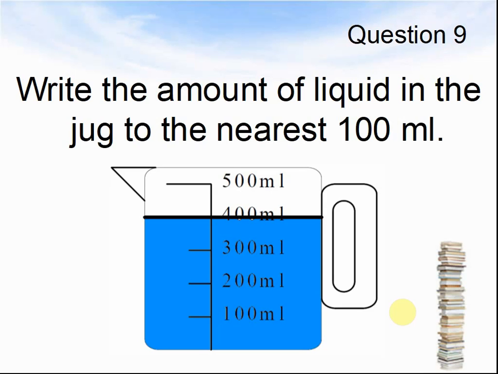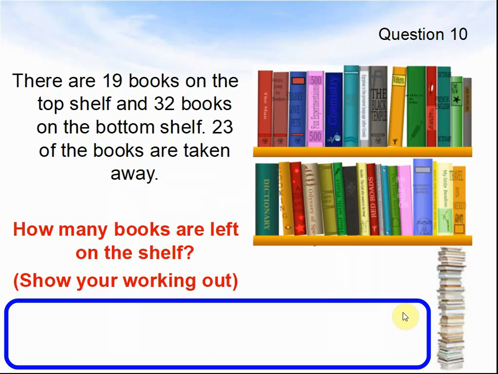Here comes question 10. Question 10. There are 19 books on the top shelf and 32 books on the bottom shelf. 23 of the books are taken away. How many books are left on the shelf? Show your working out. Pause the video until you're ready for question 11.